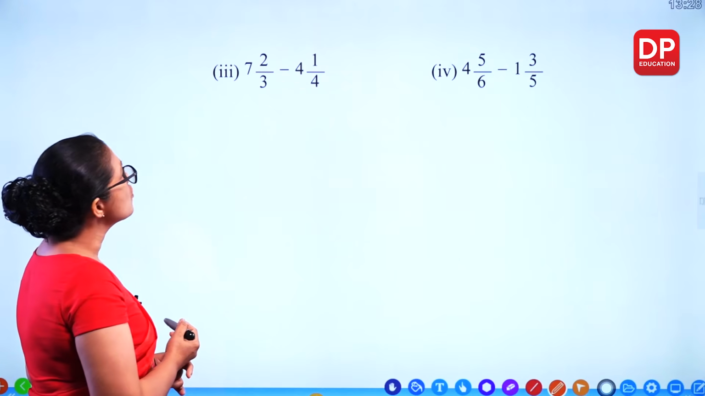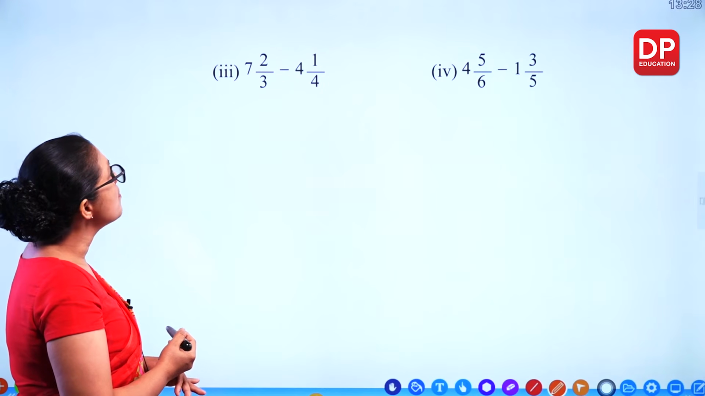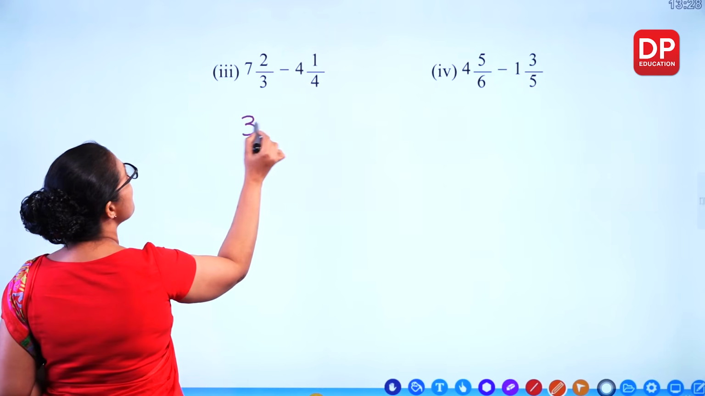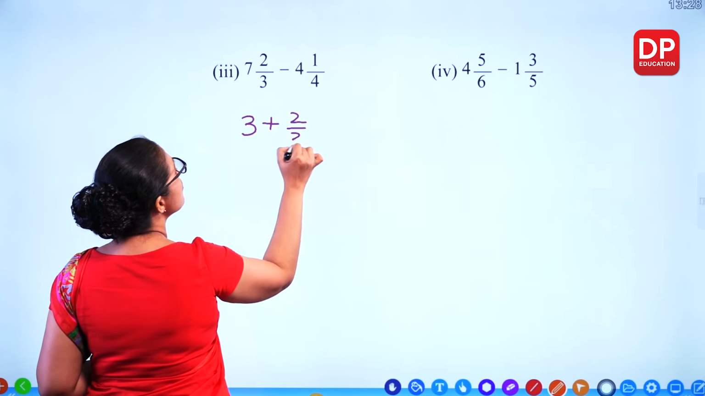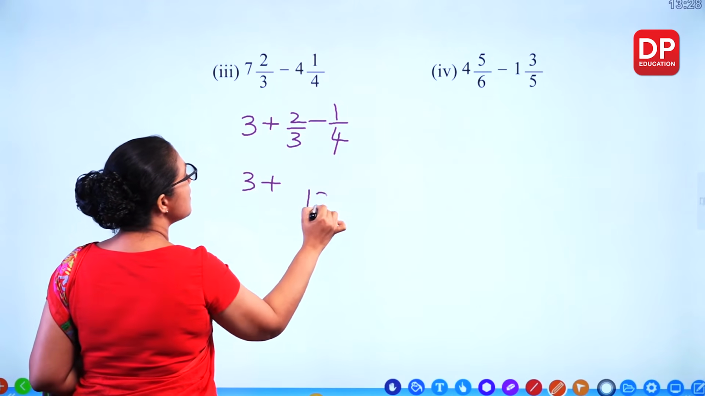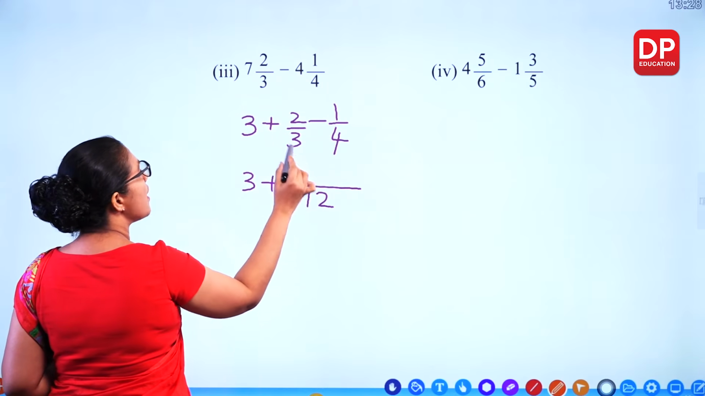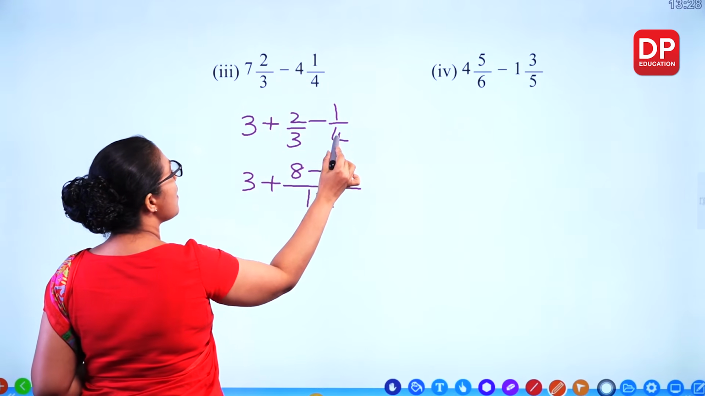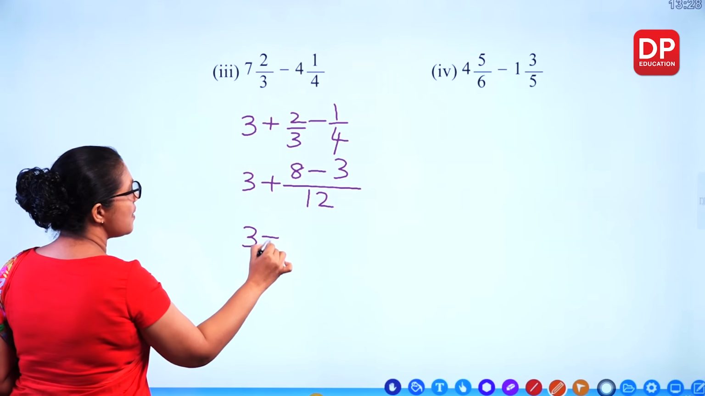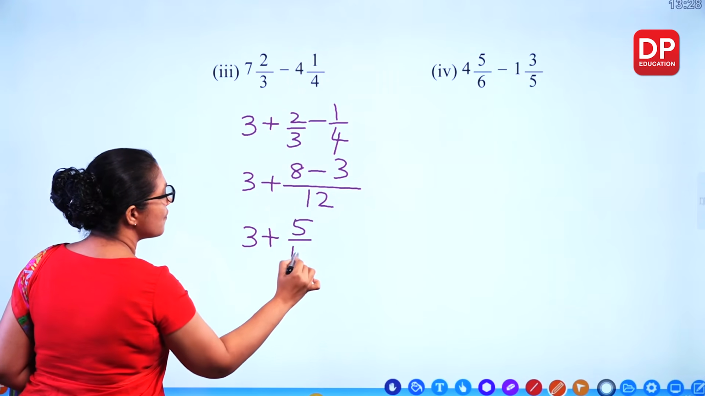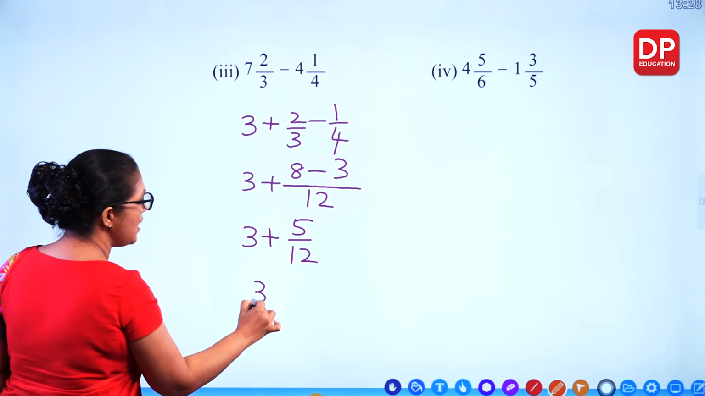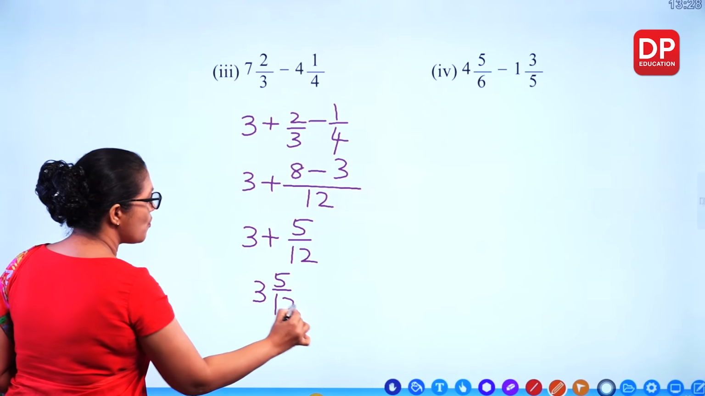Now subtraction. So what is the easiest way? Subtract the whole numbers. 7 minus 4, you get 3. Then you subtract the fractions. What's the common denominator? That's 12. So multiply by 4, that's 8. Multiply by 3, you get 3 here. You get 8 minus 3, 5. So what's the fraction? 5 over 12 with 3. So 3 and 5 over 12.